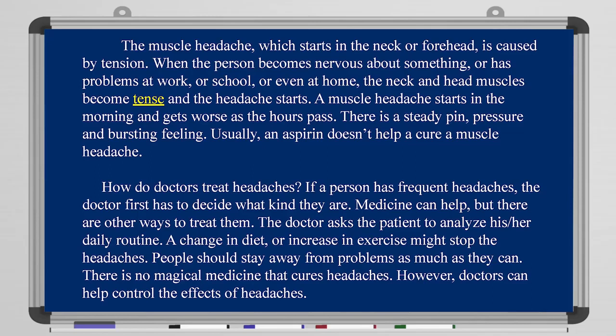How do doctors treat headaches? If a person has frequent headaches, the doctor first has to decide what kind they are. Medicine can help, but there are other ways to treat them. The doctor asks the patient to analyze his or her daily routine. A change in diet or increase in exercise might stop the headaches. People should stay away from problems as much as they can. There is no magical medicine that cures headaches. However, doctors can help control the effects of headaches.